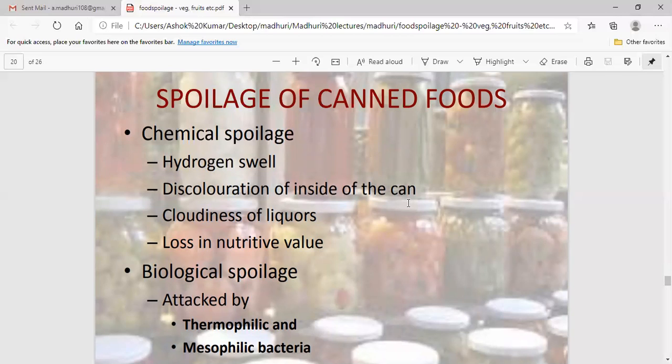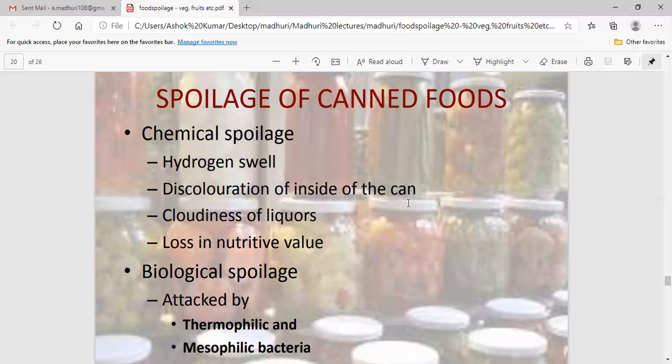So, chemical spoilage is by hydrogen swell, discoloration of inside of the can, cloudiness of liquors, and loss in nutritive value. Okay, hydrogen swell, first one means the can will swell. The swelling can be seen in the can, and discoloration of inside of the can due to production of acids or some reaction with the can material. There can be discoloration on the inside of the can, and cloudiness of the liquors, juice, for example, which we are storing. If that juice turns cloudy or turbid, then that is one kind of spoilage.